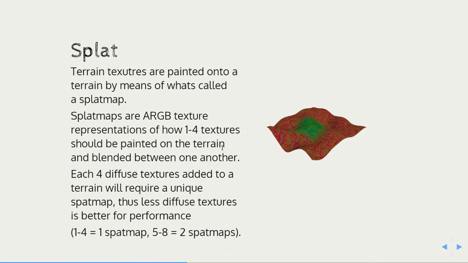Splat. Terrain textures are painted onto a terrain by means of what's called a splat map. Splat maps are ARGB texture representations of how 1 through 4 textures should be painted on the terrain and blend between one another. Each 4 diffuse textures added to the terrain will require a unique splat map. Thus, fewer textures is better for performance.